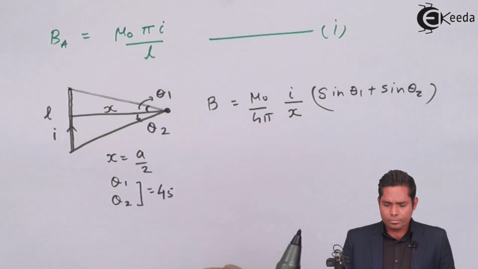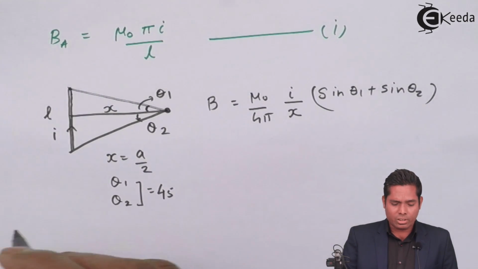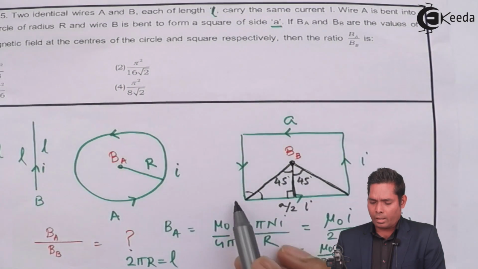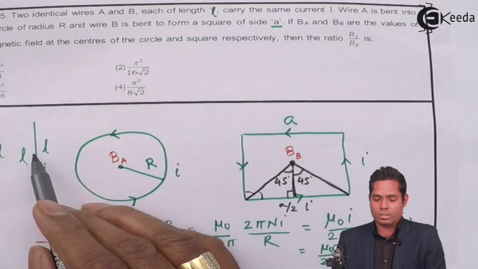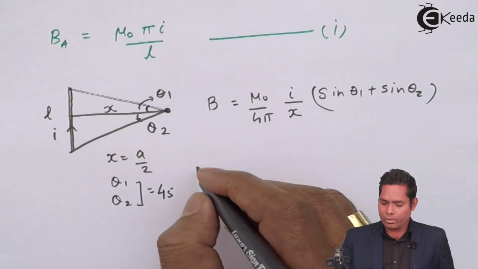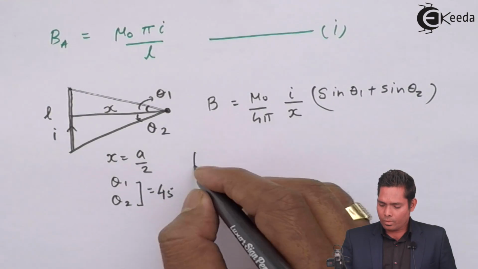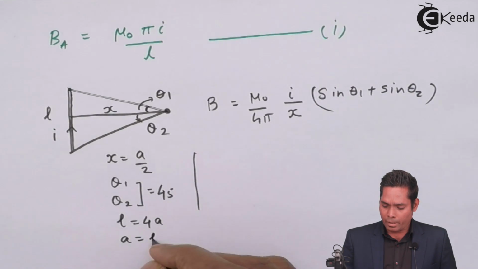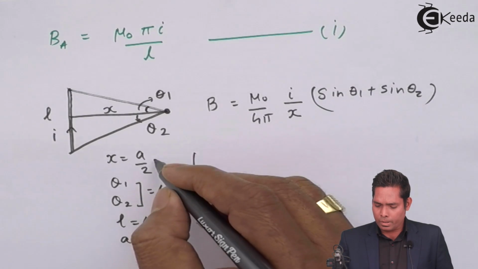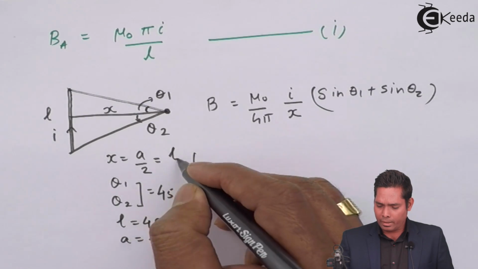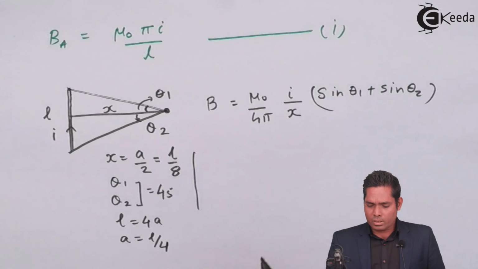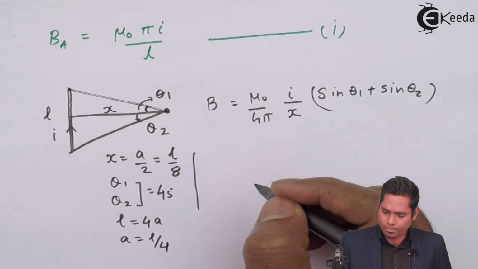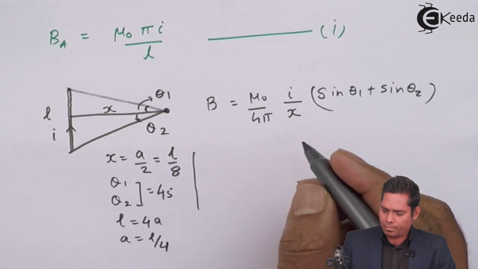And we have a relation like 4a. This 4a is made out of this length L. So we'll have one relation that L is 4a, so A will be L by 4. So this x will be A by 2, that is L by 8. So this will be L by 8.